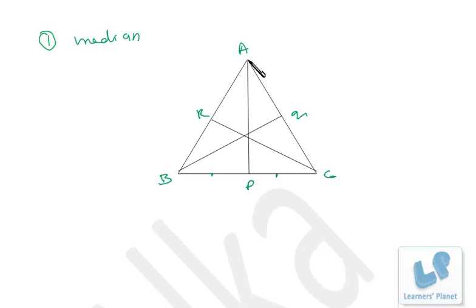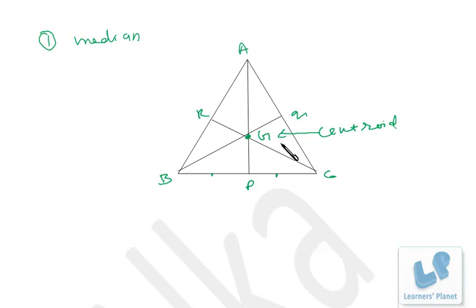That means if we join the midpoint of a side to the opposite vertex, it forms a median. This point, the point of concurrence of all the medians, is known as the centroid. We represent it by G. You can take any other symbol as well. So this is the centroid.